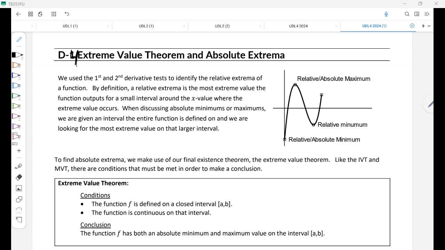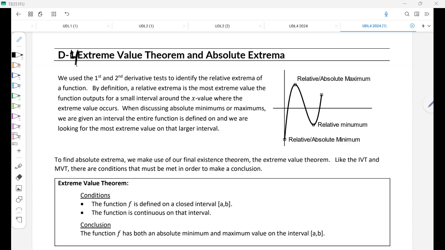So the absolute maximum of a function, the absolute minimum of a function. So a couple things. When we're talking about relative maxes and relative minimums, we're talking about, at the very least, a very small window of x.